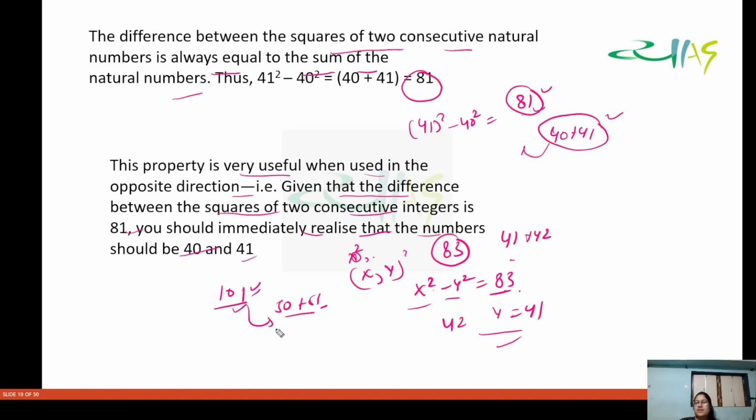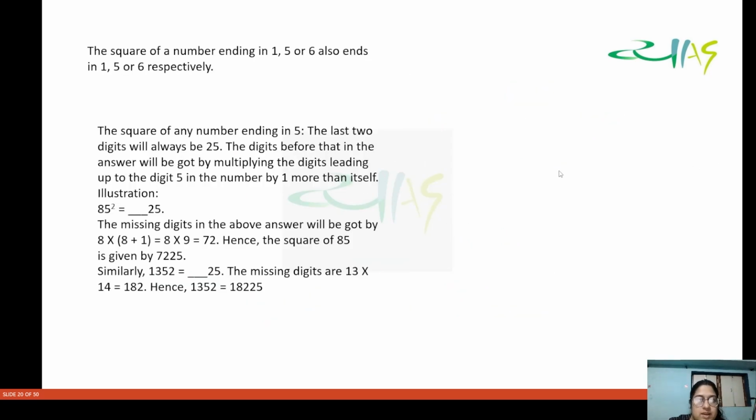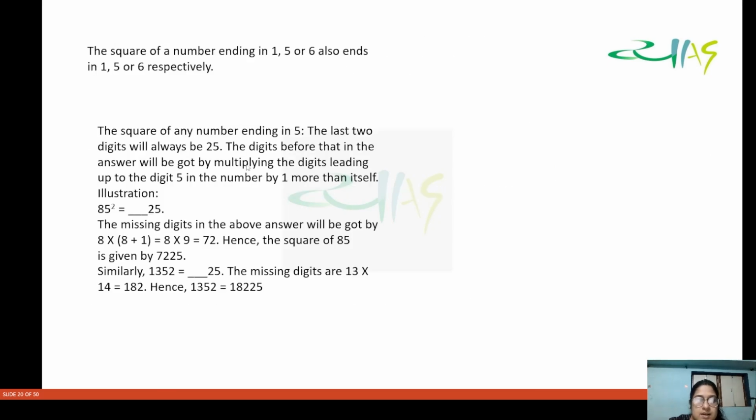So definitely we know now the difference of the square of 51 and 50 is 101, and these numbers are 50 and 51. So this becomes that easy for you if you try to remember this property and apply it if possible.